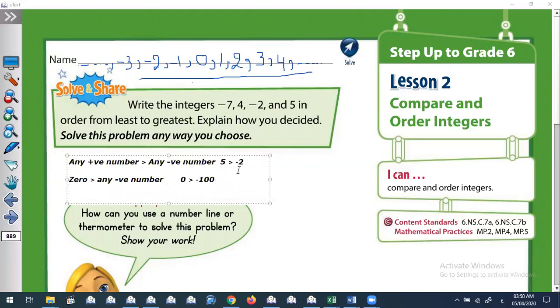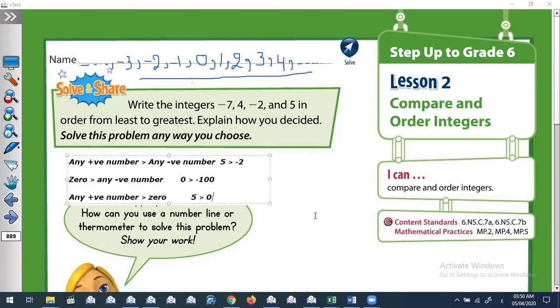The next rule: any positive number is more than 0. Any positive number will be more than 0, no problem. For example, positive 5 will be more than 0. So any positive number is more than 0.